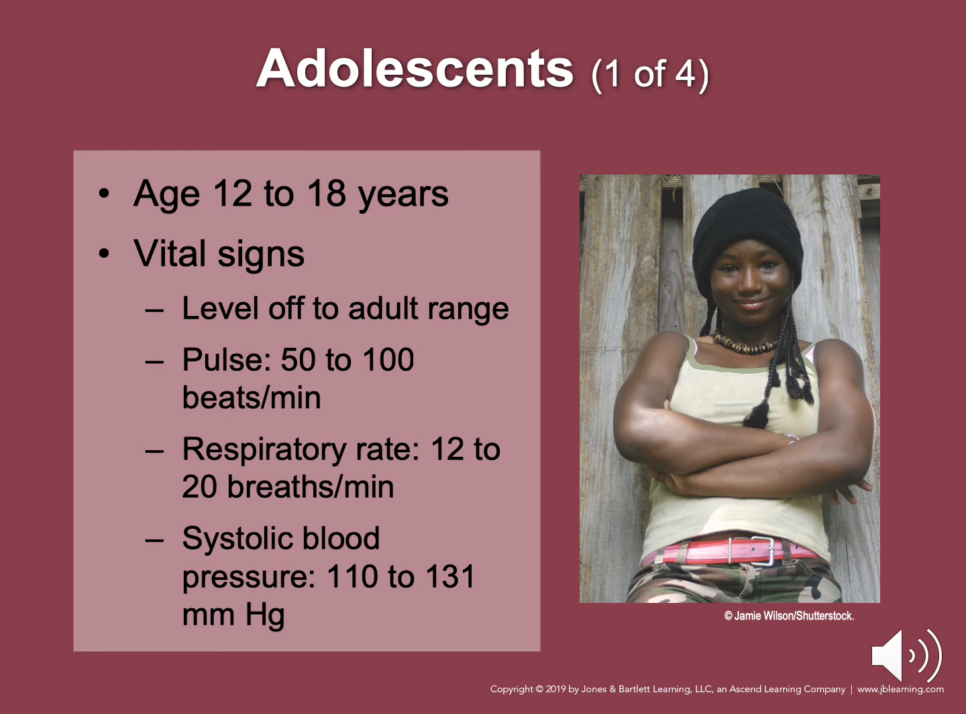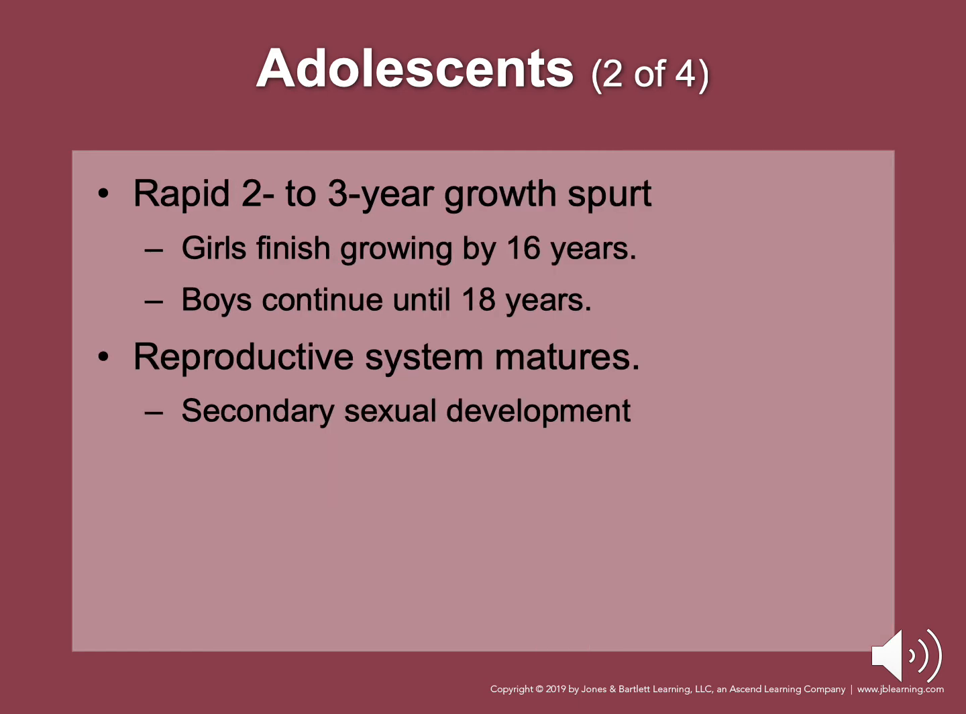Growth begins with the hands and feet, and then the long bones of the extremities, and then the growth of the torso itself. Girls generally finish growing by the age of 16 years, and boys continue to 18. So, reproductive systems and secondary sexual development take place. Unintentional injuries are still the leading cause of death for adolescents.